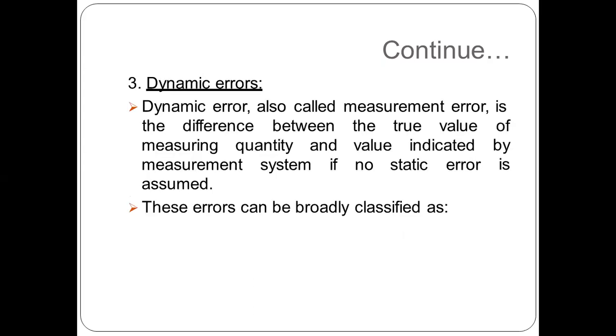Then dynamic error. Dynamic error, also called measurement error, is the difference between the true value of the measured quantity and the value indicated by the measuring system.